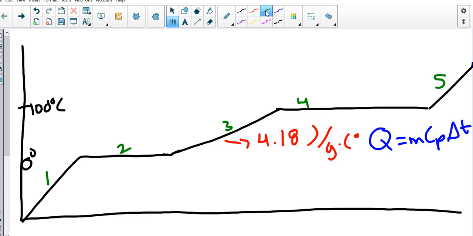So let's look at another number. The 2.09 joules divided by grams times degrees Celsius. That's here, where I'm heating up ice. Here I'm going to stick with my colors. That'll make me so much happier. Simple things in life. So here I'm going to use 2.09 joules per gram degree Celsius. And is the temperature changing? Yes, so I'm going to use the Q formula again.